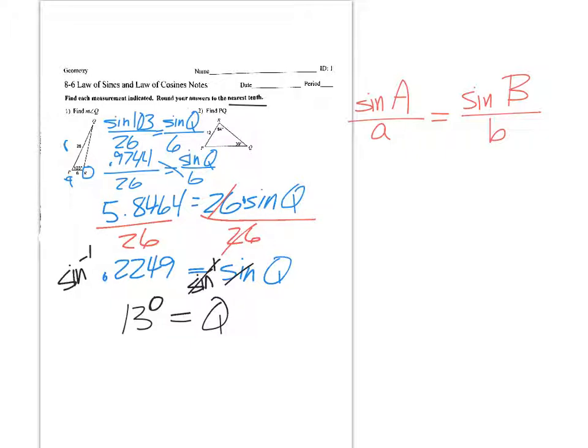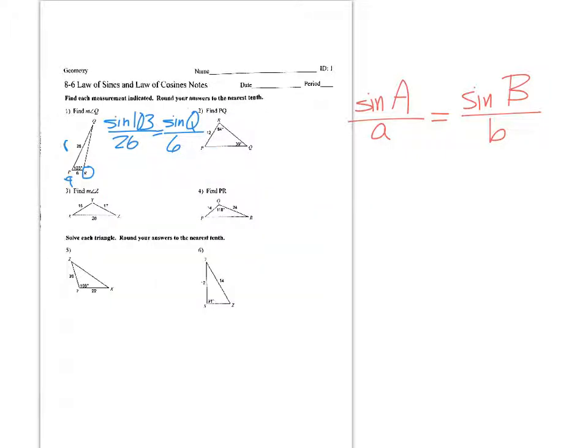Hopefully you followed that a little bit. Let's do the next one. So let's set it up. Here we go. It wants us to find PQ. Here is PQ, so I'm going to make that x. Its angle is 84.